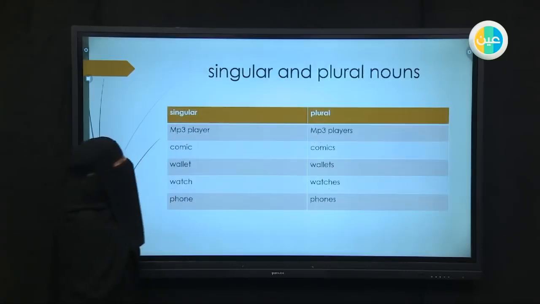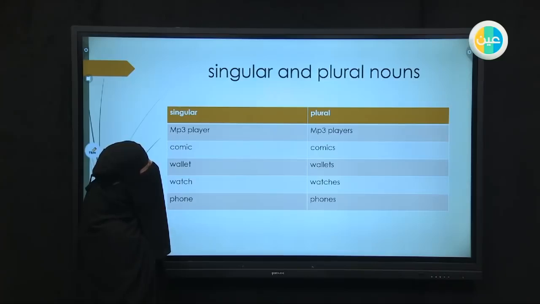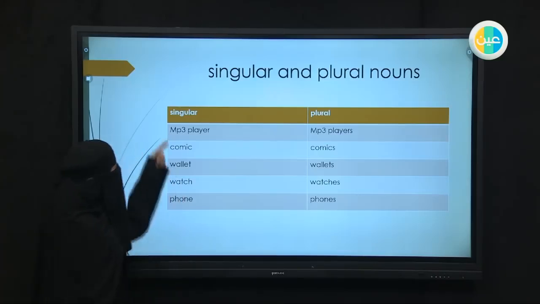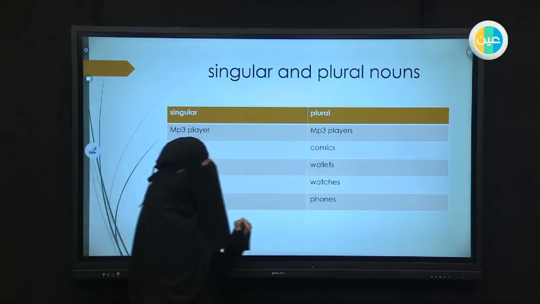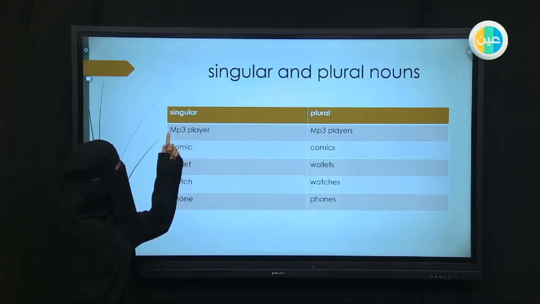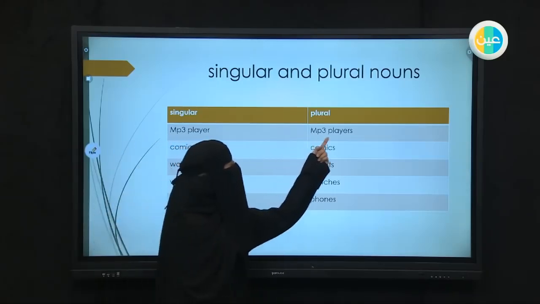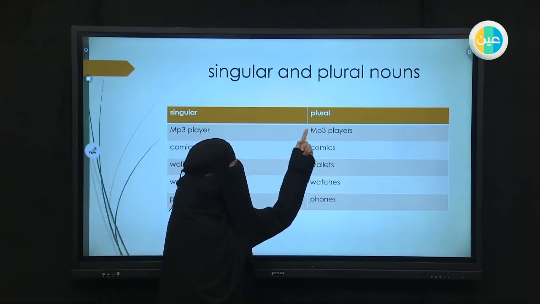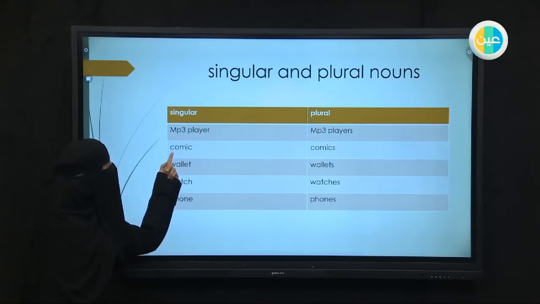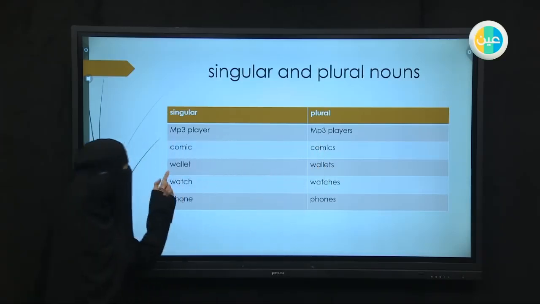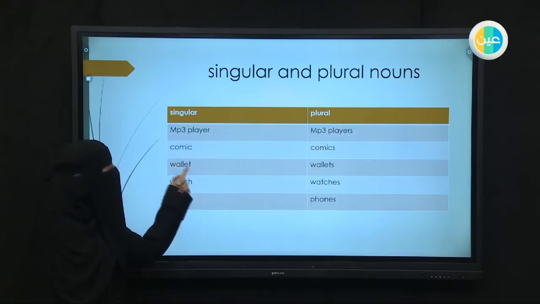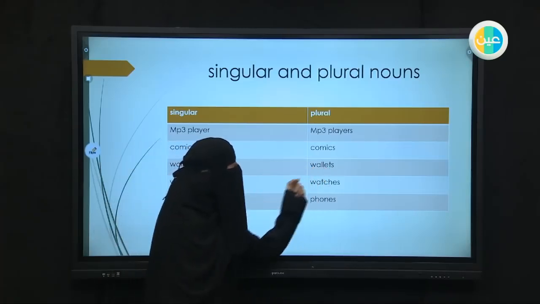Okay, now let's look at singular and plural nouns. Let's practice the nouns. In this column, you're going to see the singular nouns, and here you're going to see the plural nouns. Let's read them one by one. MP3 player, one MP3 player. MP3 players, more than one, maybe two or three or more. Comic, one comic. Comics, it means many comics. Wallet, one wallet. Wallets, more than one. The same spelling, we added an S up till now, right?